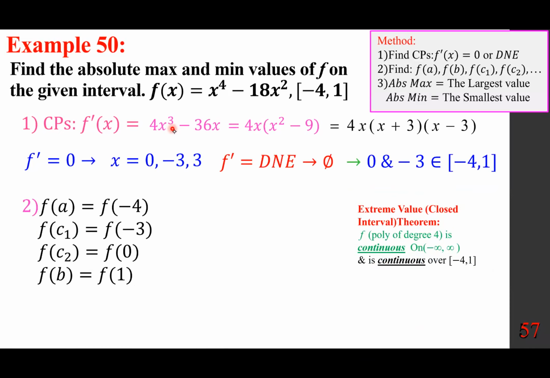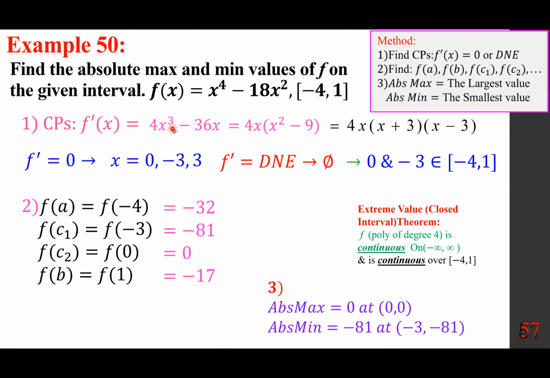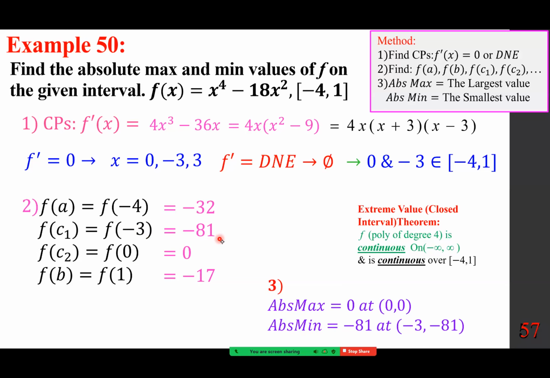All you have to do is just plug in. 0 is the absolute max, minus 81 is the absolute min. Here's the way I write it in this pair, but you have to be very careful to see how they want you to answer. You answer it accordingly in order to receive full credit.